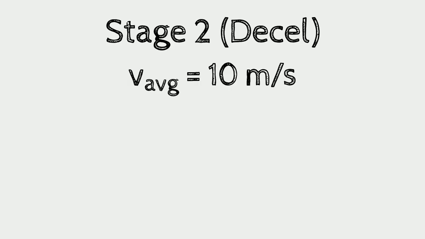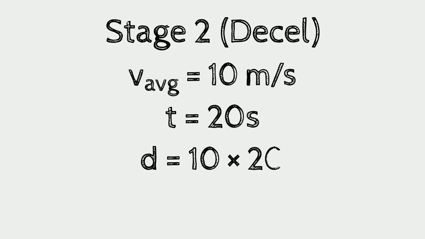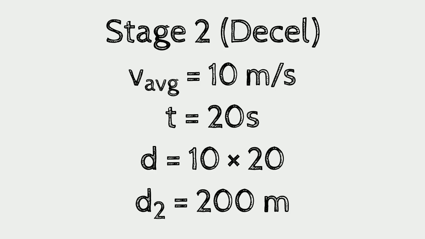For the second stage, the initial velocity is 20 meters per second, and the final velocity is 0. The average velocity is again 10 meters per second. The time for this stage is 20 seconds. Multiplying average velocity by time gives 10 times 20, which is 200 meters.